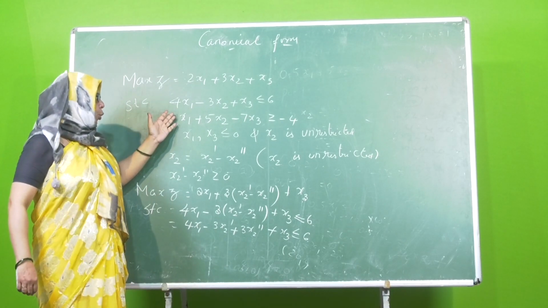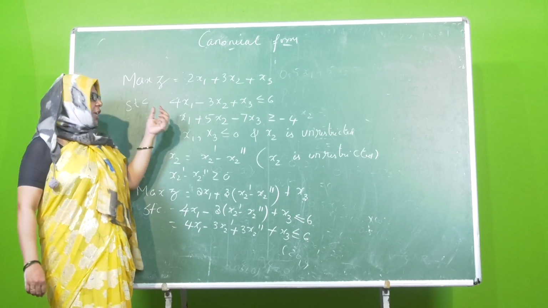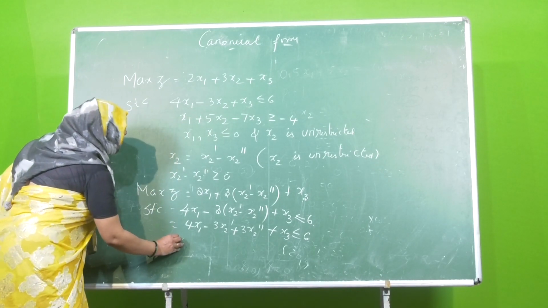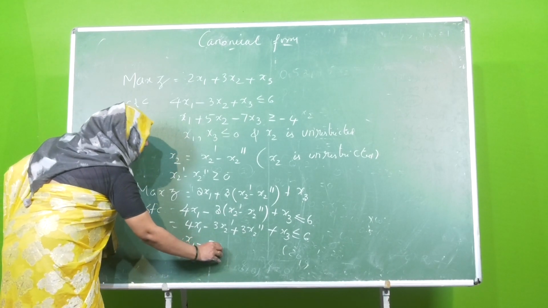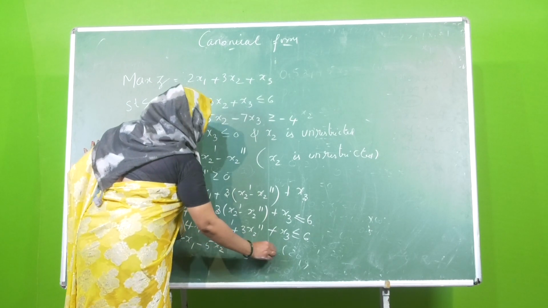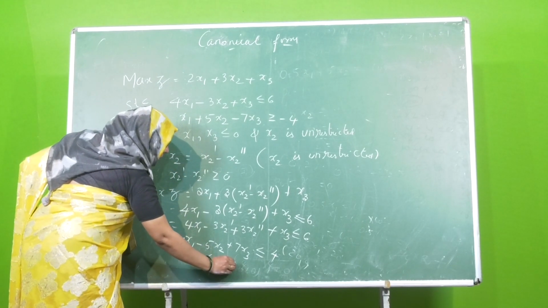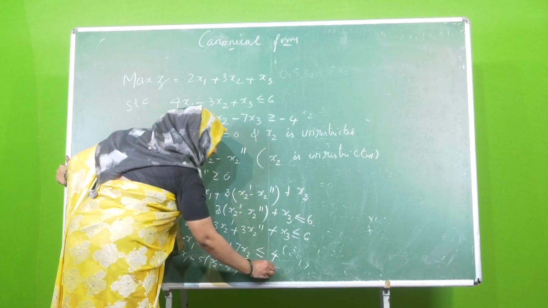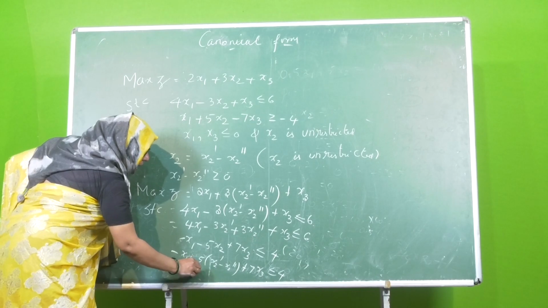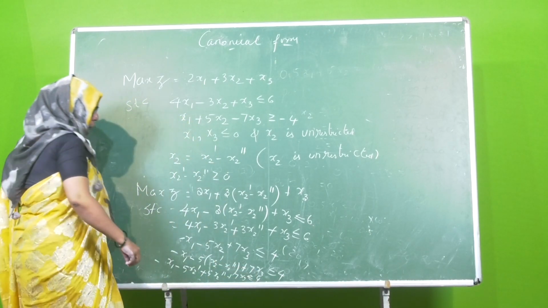In equation 2, you have to change the greater than or equal to into less than or equal to type. How can we change it? You just have to multiply by minus 1 on both sides. So minus x1 minus 5x2 plus 7x3 less than or equal to 4, and changing x2, minus x1 minus 5 into (x2' minus x2'') plus 7x3 less than or equal to 4. So minus x1 minus 5x2' plus 5x2'' plus 7x3 less than or equal to 4.